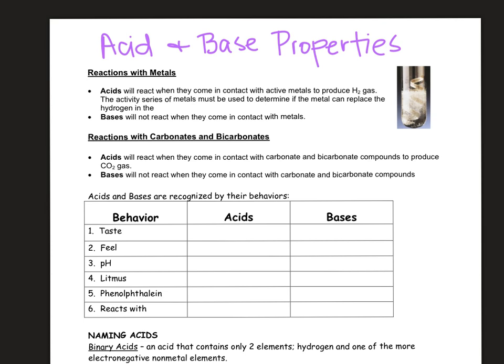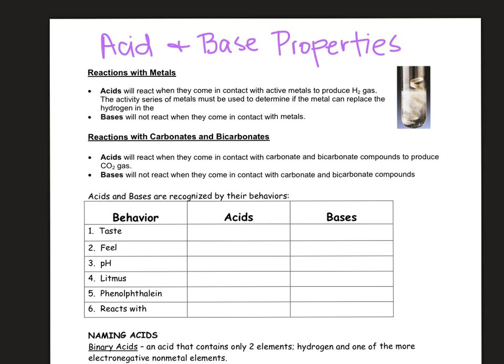So in this video, we're just going to talk about some of the chemical properties of acids and bases that we can use to help identify them in the lab setting. We'll also talk about a couple that we shouldn't use to identify them in a lab setting. So first off, let's talk about reactions with metals.